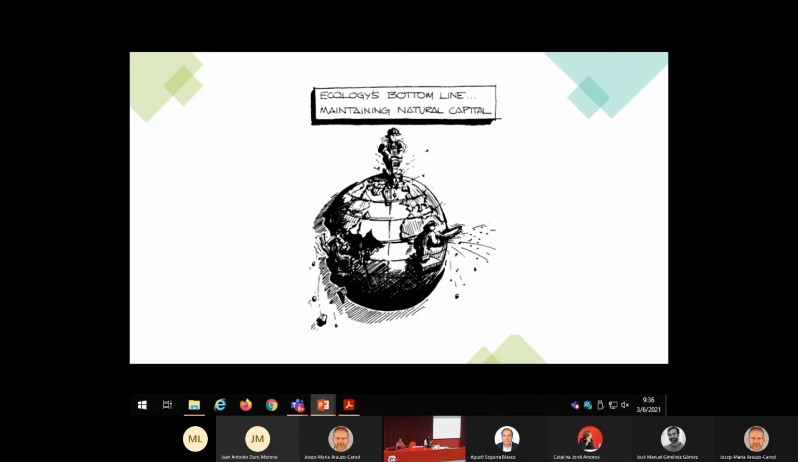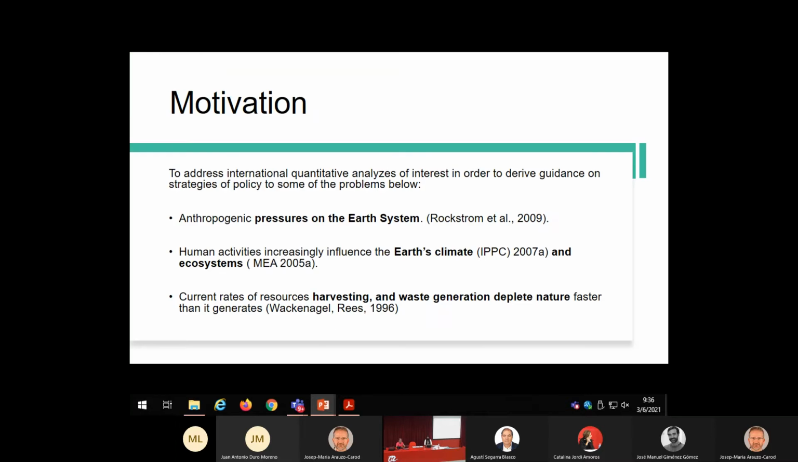Okay, so just a quick image, so you know a little of what I want to talk about. My motivation is to address international quantitative analysis in order to derive guidance on policy strategies for some of the problems I found in the literature, which is anthropogenic pressures on the Earth system. Human activities increasingly influence the Earth's climate and ecosystems, and the current rates of resource harvesting and waste generation deplete nature faster than it generates.